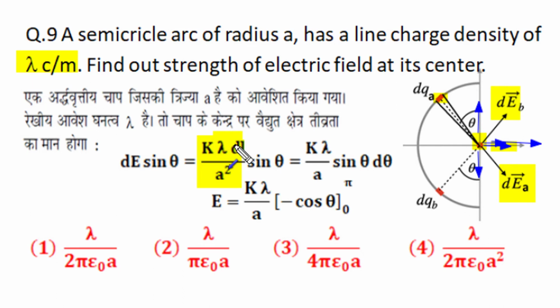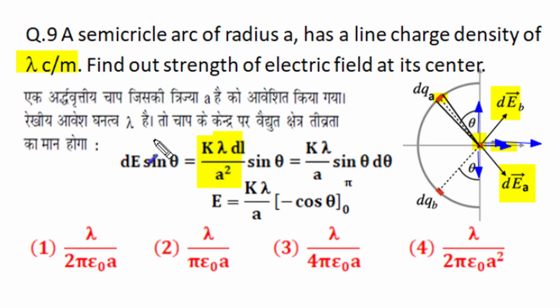Now here dl upon a, arc by radius, is the elemental angle subtended, d theta. So when this integration is made, k lambda over a is a constant brought out of the integration. The integral of sin theta is minus cos theta, and the limits are 0 to 180 degrees. With the 0 and 180 limits, this becomes minus cos pi plus cos 0, that is minus of minus 1 plus 1, that is 2. So this electric field is 2 k lambda over radius a.